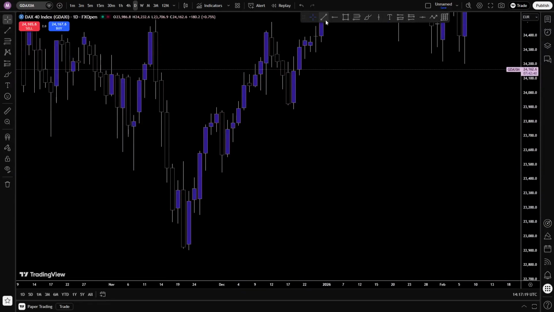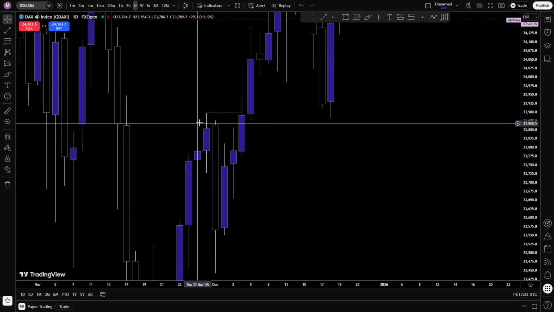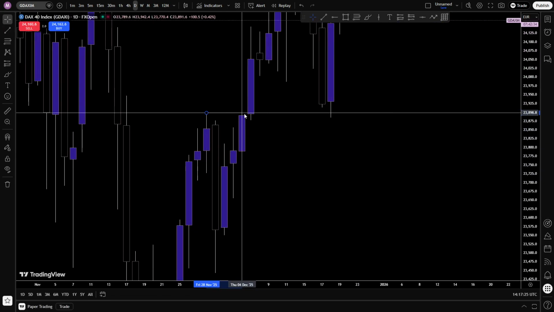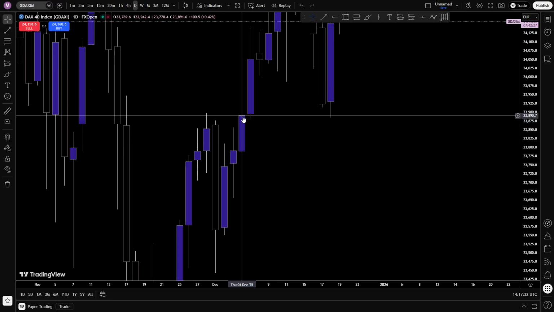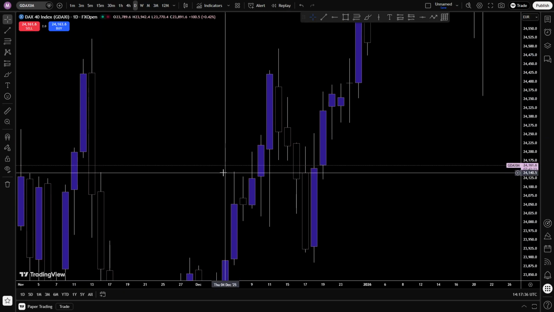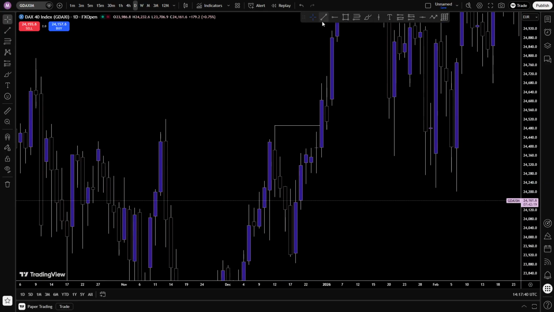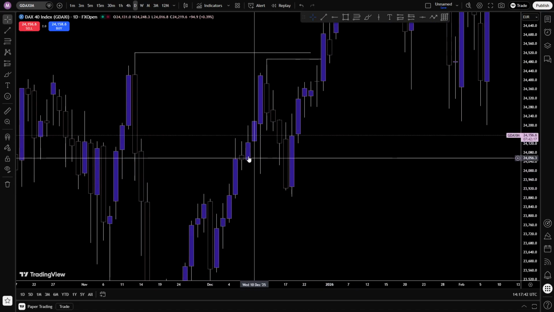So I'll just mark out a bunch of break of structures. That's not one. Why? Because we didn't close above it. Technically, the next candle does close above it, so it's fine. But individually, this is no break of structure. Even this, that's no break of structure. This is a clean break of structure. This is a clean break of structure.